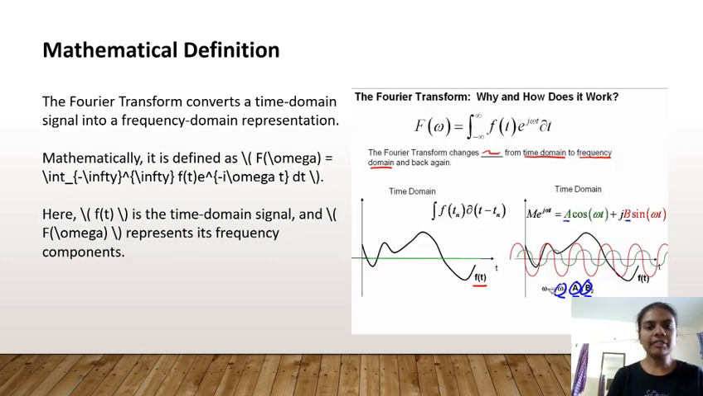The mathematical definition of Fourier transform: the Fourier transform converts a time domain signal into a frequency domain representation. Mathematically, it is defined as F(omega) equals the integral from minus infinity to infinity of f(t) e power minus j omega t dt. Here, f(t) is the time domain signal and F(omega) represents its frequency components. The Fourier transform changes time domain to frequency domain and back again.